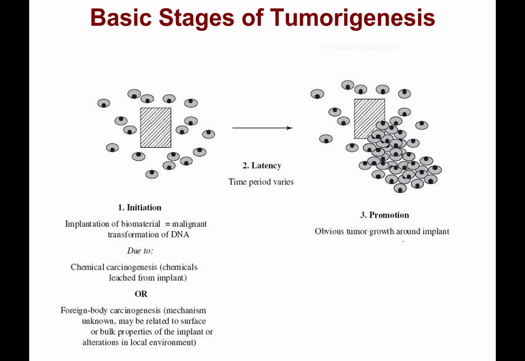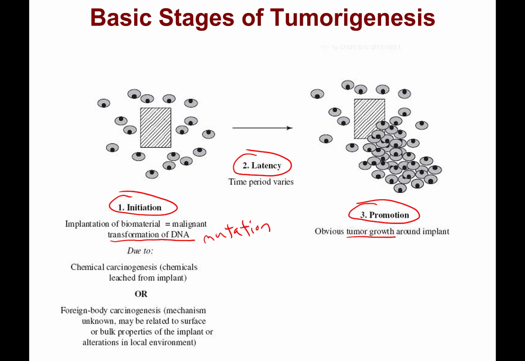So this figure kind of describes this process graphically. So again, we have the initiation phase, and this is the transformation of the DNA. So that's the mutation step. This initiation phase is followed by the latency phase, which is variable in length, but in humans it can be many, many years. And then finally, we have the promotion stage, where you have tumor growth around the implant, as is shown up above. Now, the initiation step or phase can happen two different ways.